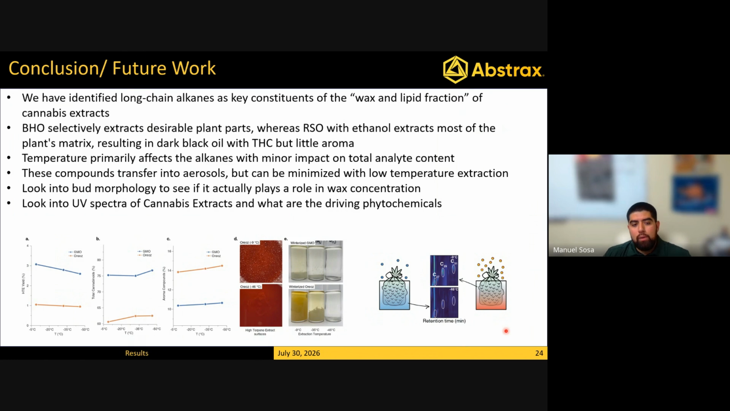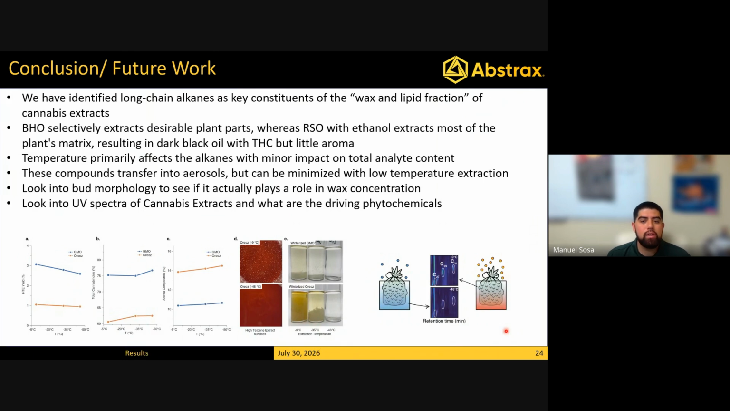So we finally understand as well that going colder in your temperature is going to decrease these alkanes. So that's the biggest thing we wanted to push onto the industry, is that when you go hotter, you're going to get more yield.